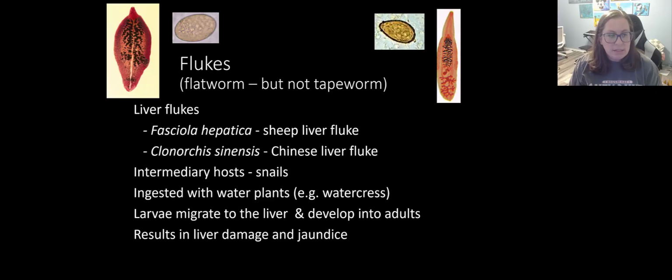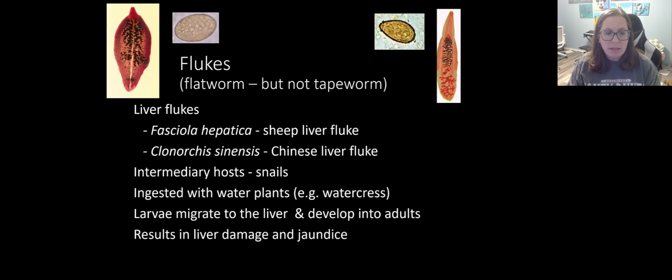With this, we have Fasciola hepatica, which are sheep liver flukes, and Clonorchis sinensis, which is the Chinese liver fluke. The intermediary host in this particular case is snails. Now, when we look at these guys, they have a very elaborate life cycle, like it's big. And so there are different hosts that are part of that life cycle, and snails are kind of one of their in-between hosts. And you get them ingested with water plants like watercress.